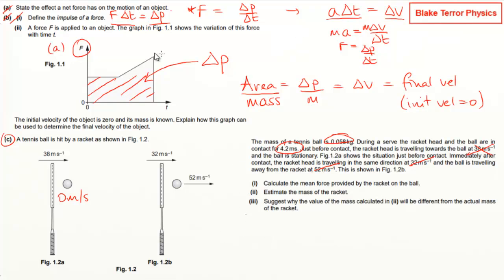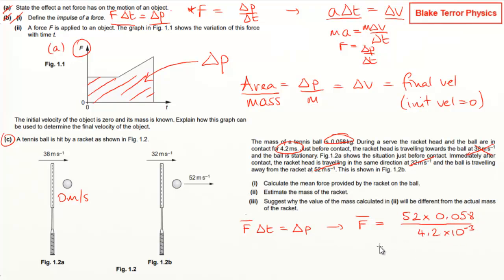Right, well, this is just using what we've explained at the top here. So our mean force, our F bar, multiplied by the contact time is going to be our change in momentum of the ball. So we've got the contact time, 4.2 milliseconds. So all in all, we've got our mean force is the change in momentum, going from 0 to 52 times 0.058, and then we need to divide by our contact time, which is 4.2 times 10 to the minus 3.